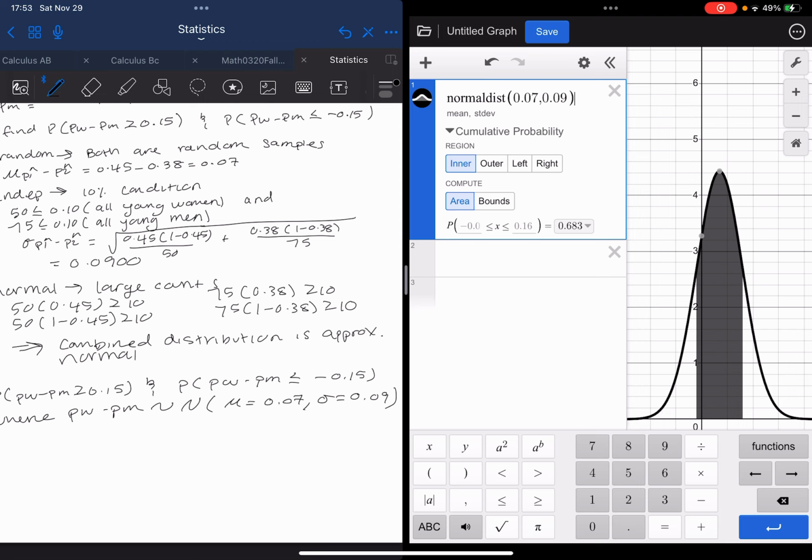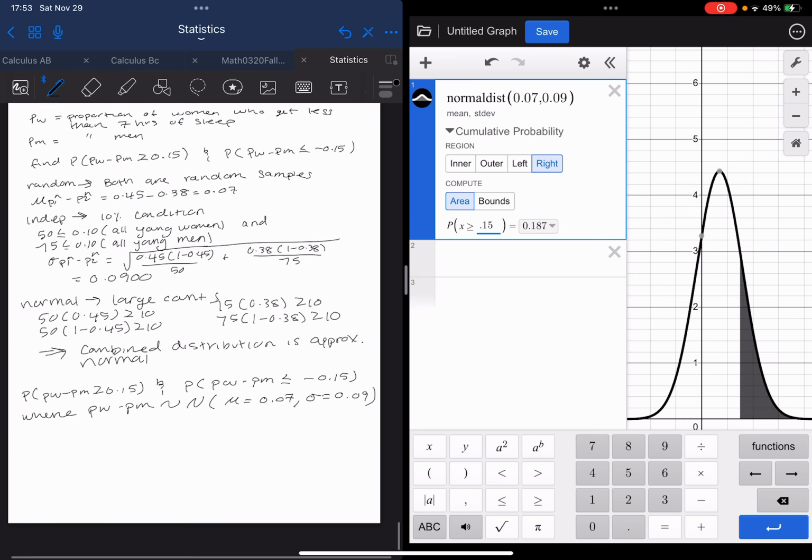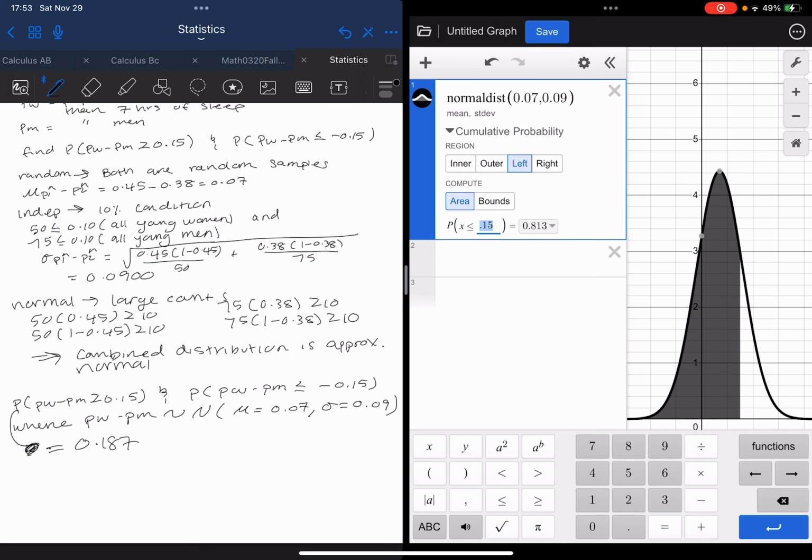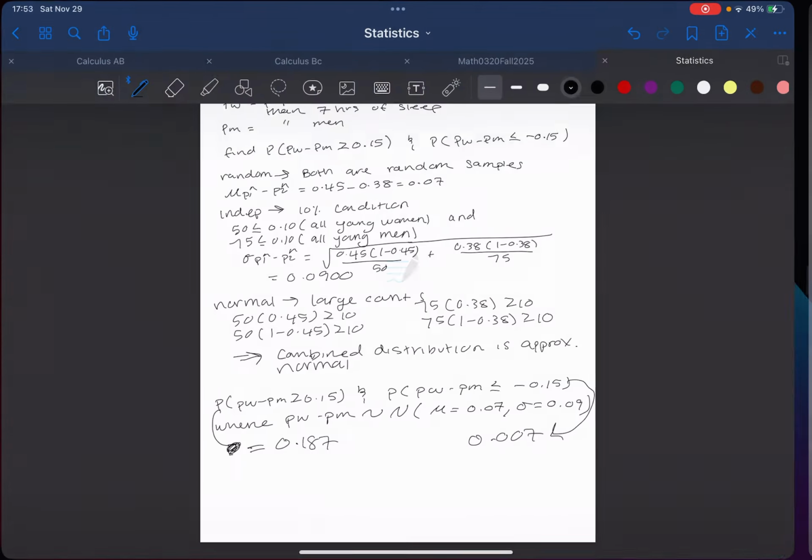So greater than or equal to 15, so that's right. So 0.15. So for this one, I get 0.187. And then I need less than, so I'm going to change it to left, and then I'm going to change this to negative. Okay, and then for this one, I get 0.007. Okay, so I can now get rid of that. I don't need this anymore.